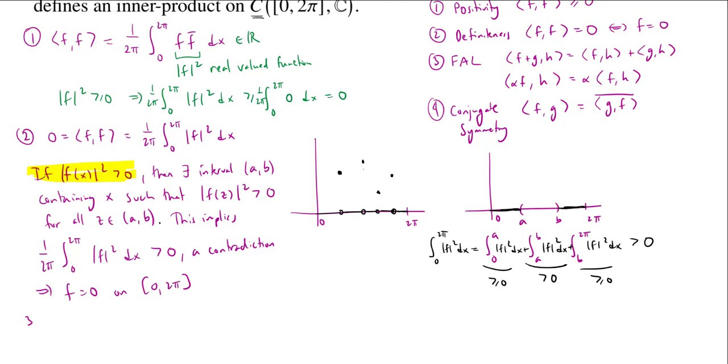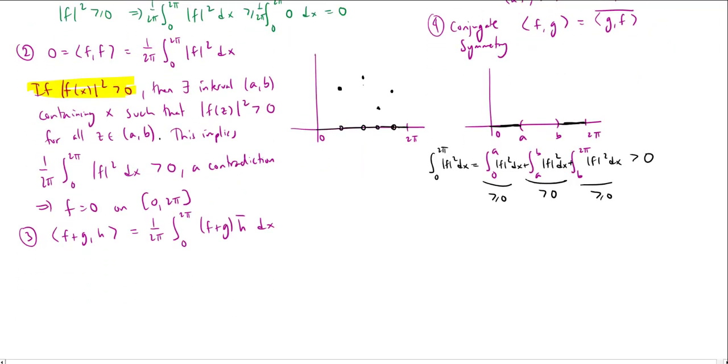So let's look at number 3, the first argument linearity. And this should be substantially easier because it's just going to come from a well-known property of the integral. So if I have f plus g comma h, then this would be 1 over 2 pi times the integral from 0 to 2 pi of f plus g h bar dx. All right, but let's just distribute this h bar. I get fh bar plus gh bar.